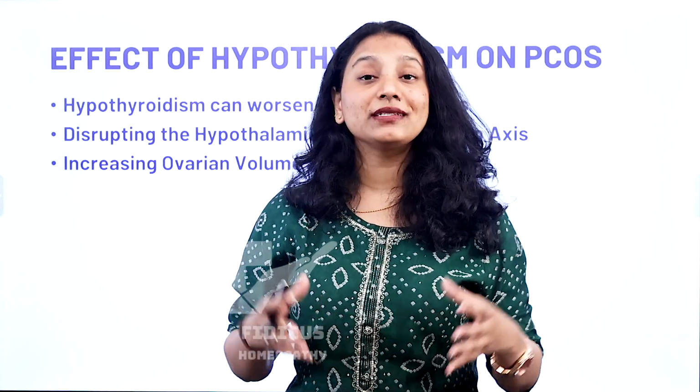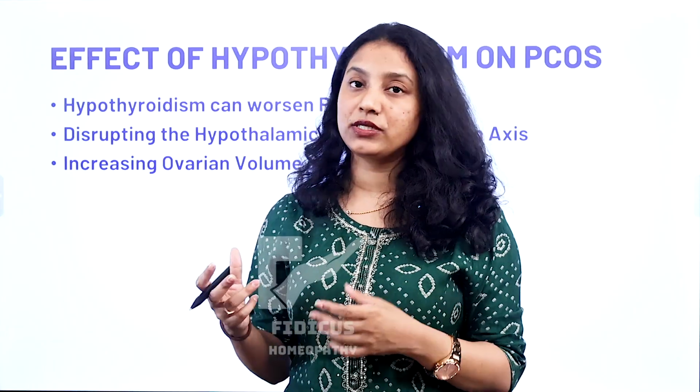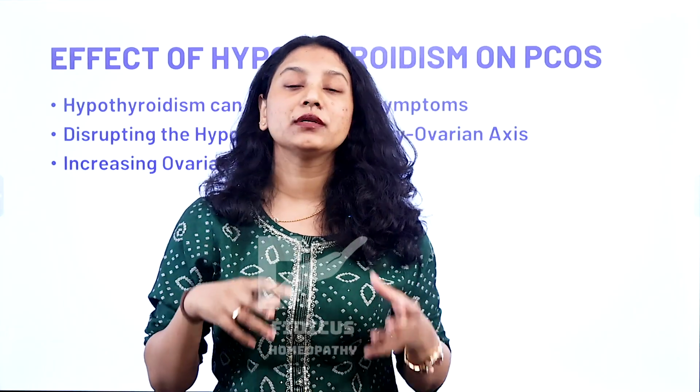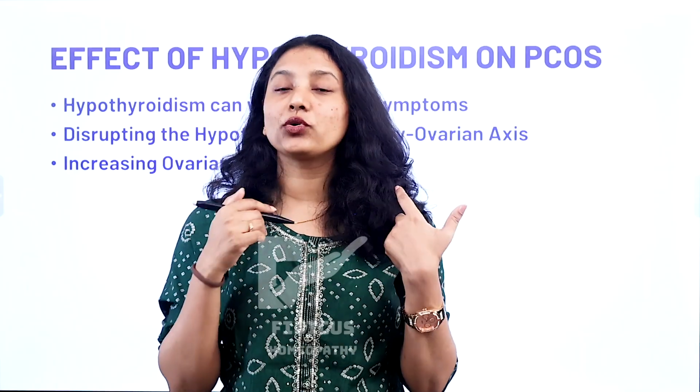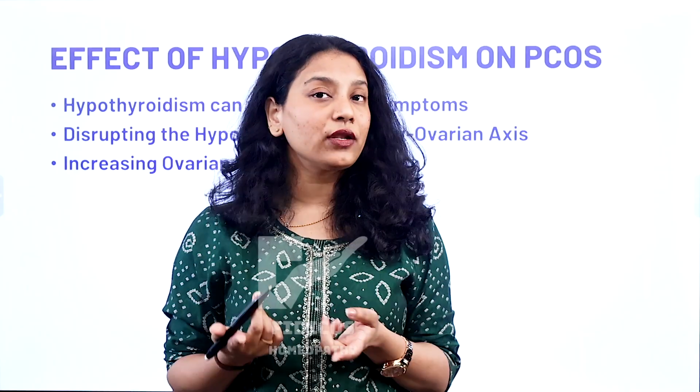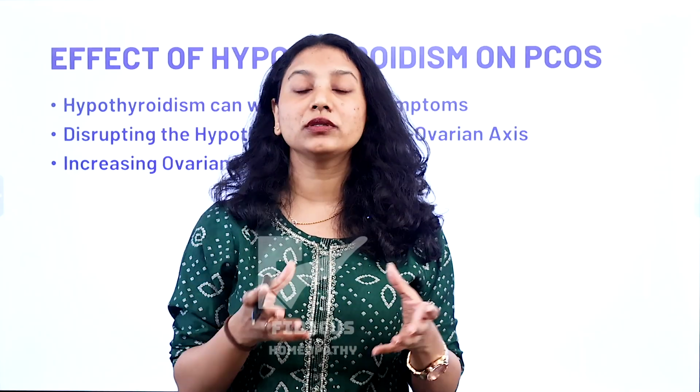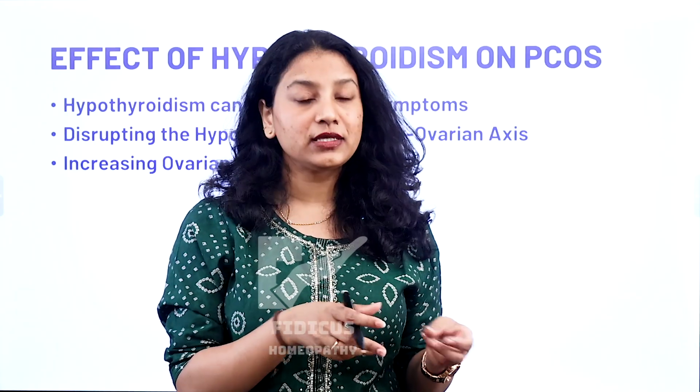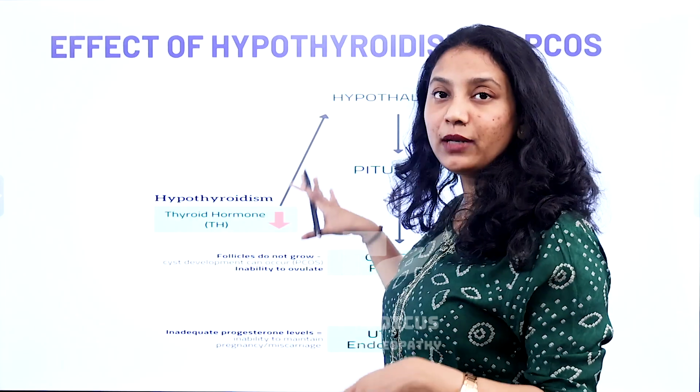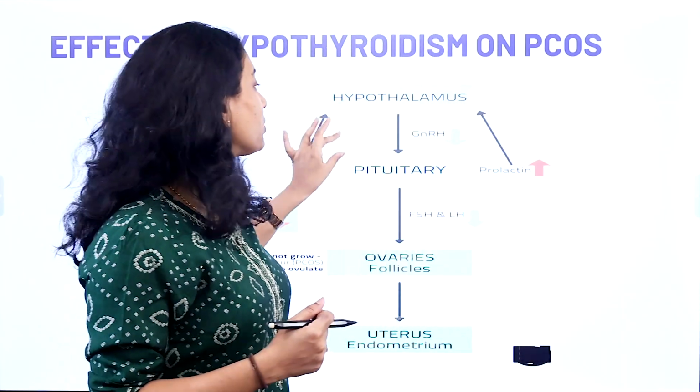Now we'll get to know the effect of hypothyroidism in PCOS, how hypothyroidism causes irregular menstruation, how it causes infertility, how it causes anovulatory cycles, how it causes cysts in the ovaries, and how it can maintain PCOS as well. Through this flowchart, I'll explain in a much clearer manner how hypothyroidism can cause or trigger PCOS. So let's get into it.